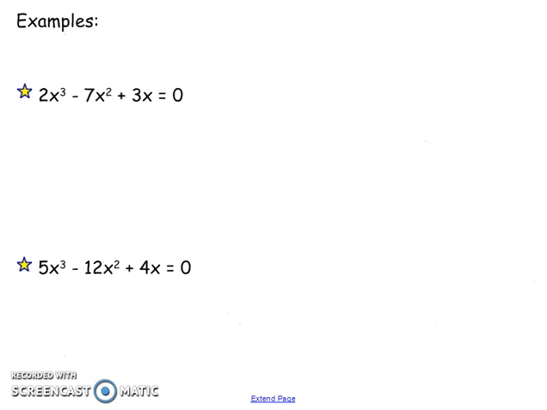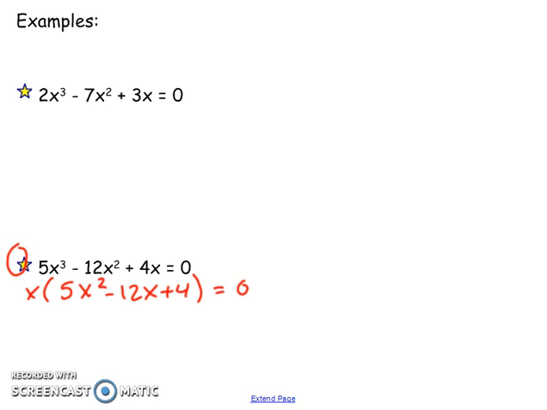Okay, so to try another example, we're going to look at the second problem here. So we're going to focus on this one. So first we want to factor. So they all have an x in common. So I'm going to take out the x, and I'm left with 5x squared minus 12x plus 4 equals 0.